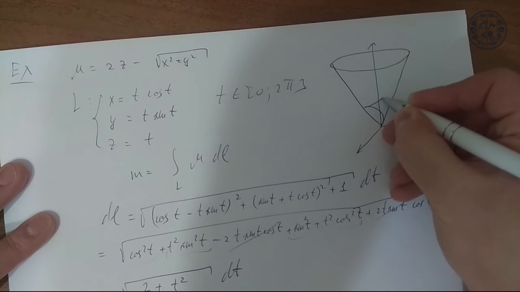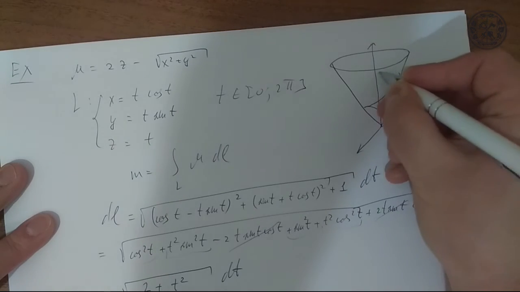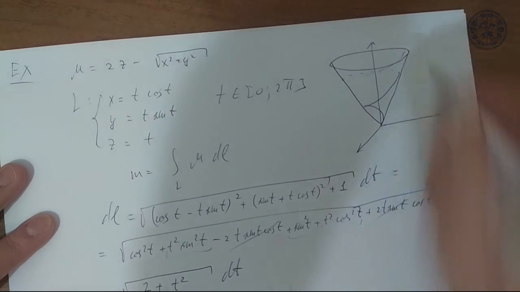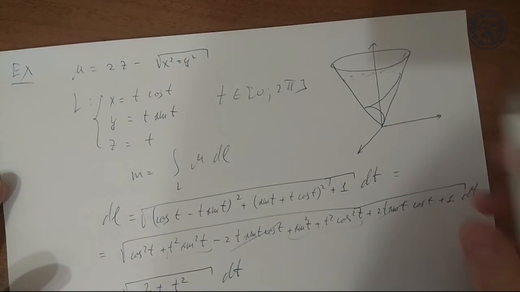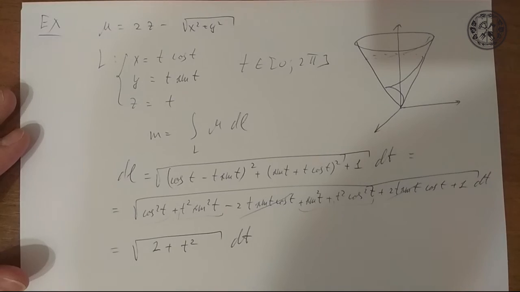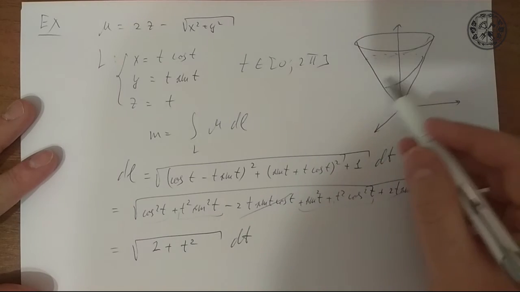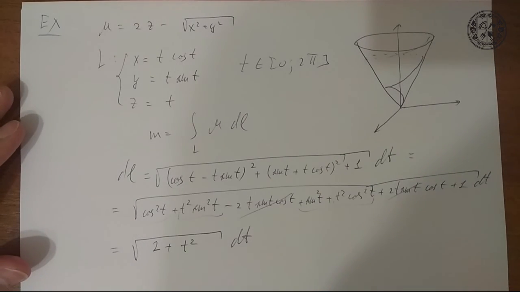which will do something like this. So this curve will be coiled around a cone. Now let's calculate its mass.